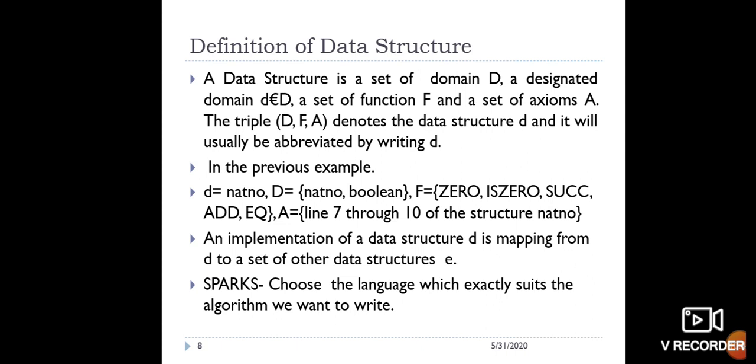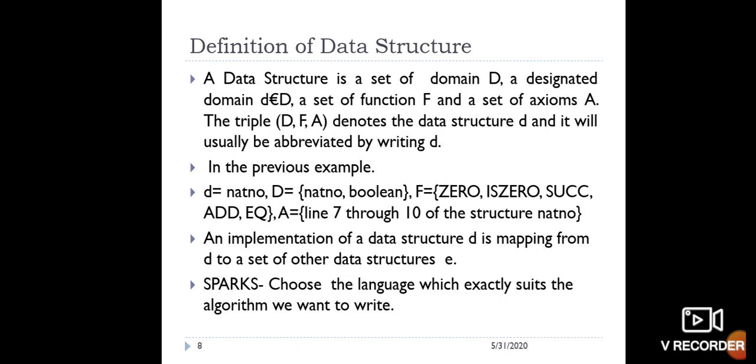Then the definition for a data structure. A data structure is a set of domain, where D stands for domain, a set of functions F, and a set of axioms A. You're going to call DFA the data structure. It denotes a set of domain, functions, and axioms. Totally, you're going to call it a data structure.